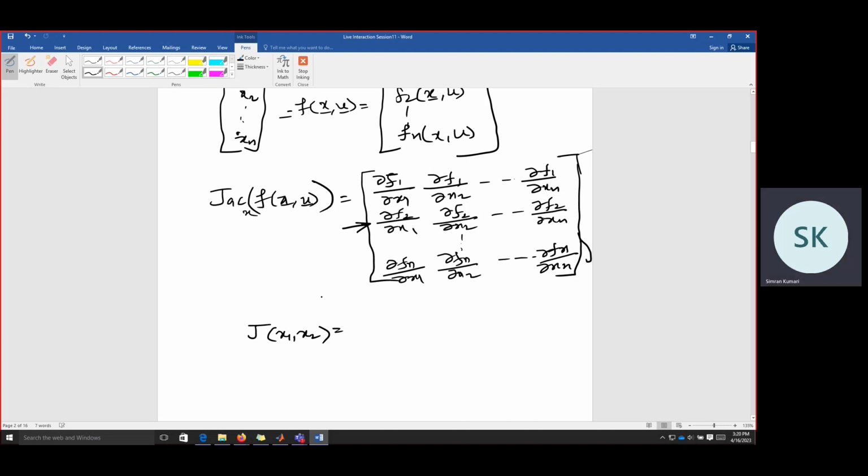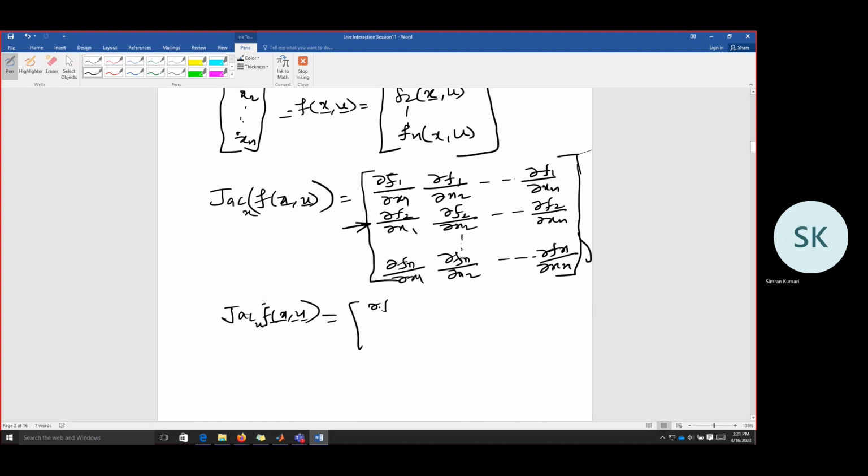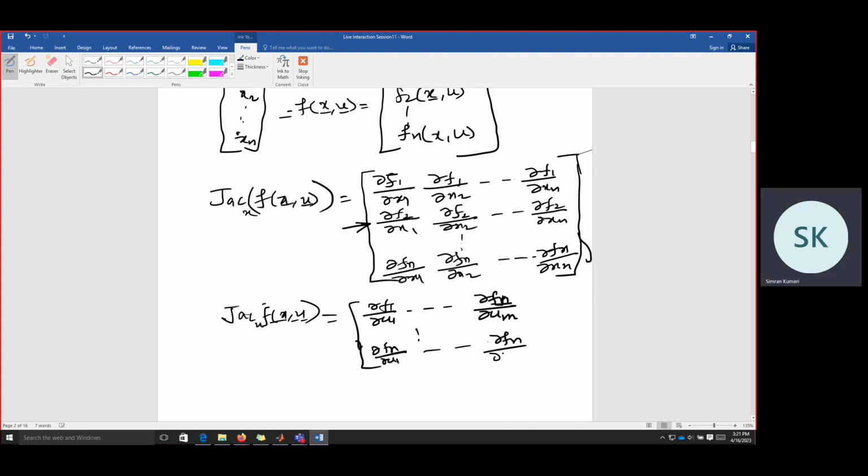This is with respect to x, and then we have the Jacobian with respect to u also. So this will again be del f1 by del u m. Suppose there are m inputs. Similarly, it will proceed like this, up to del f1 by del u m. So this is an n cross m matrix, and this is an n cross n matrix.